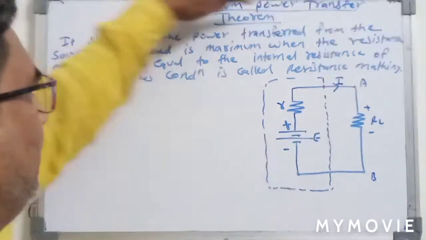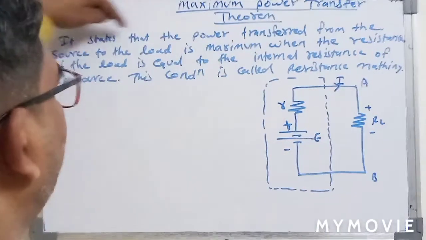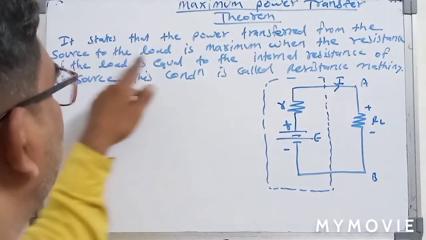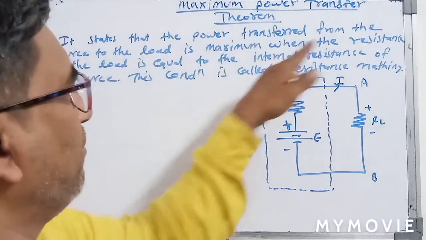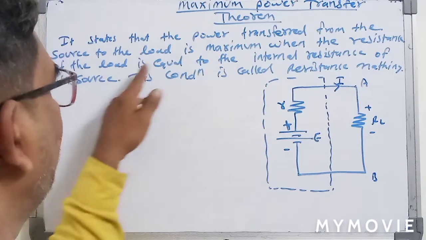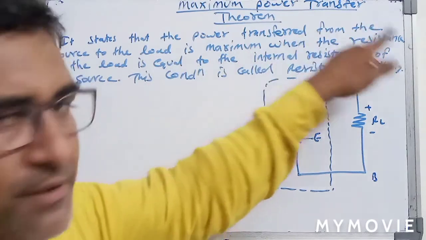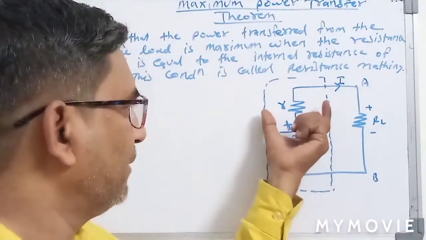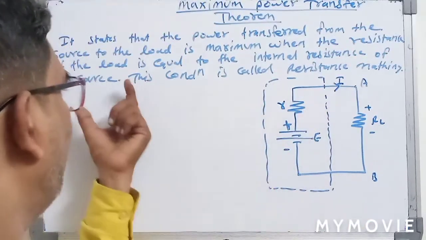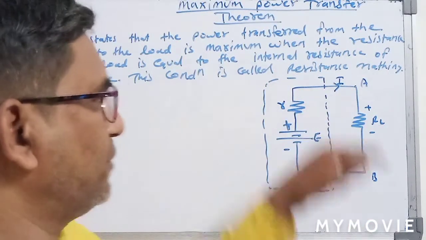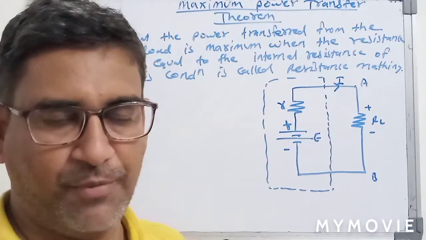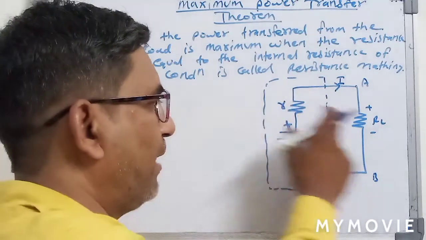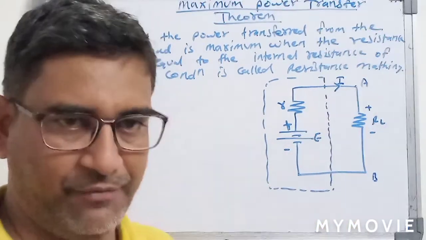Now from this particular circuit, the statement arises. The maximum power transfer theorem states that the power transferred from the source to the load is maximum when the resistance of the load is equal to the internal resistance of the source. This condition is called resistance matching, meaning we are matching that particular resistance.